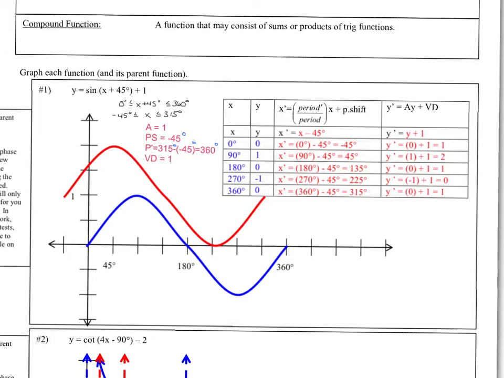What you might want to do when you're doing these graphs, and actually I'm going to tell you to do this, before you graph this new graph, transfer the midline. For example, on the parent graph here, the midline that's halfway through this graph is the x-axis. Well, this vertical displacement is 1. So that midline is translated up 1 unit. So it would be here.